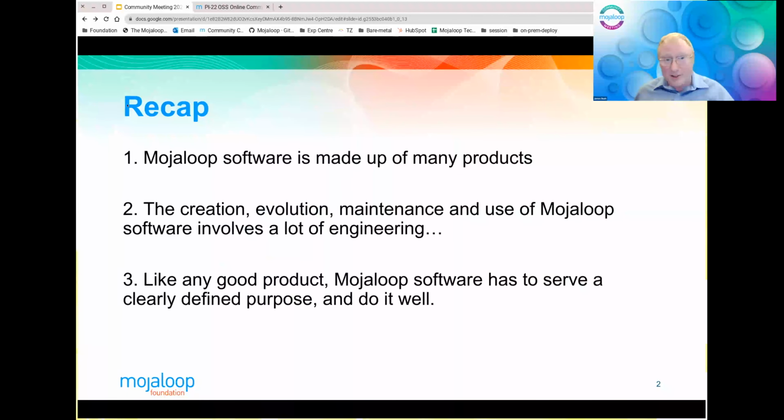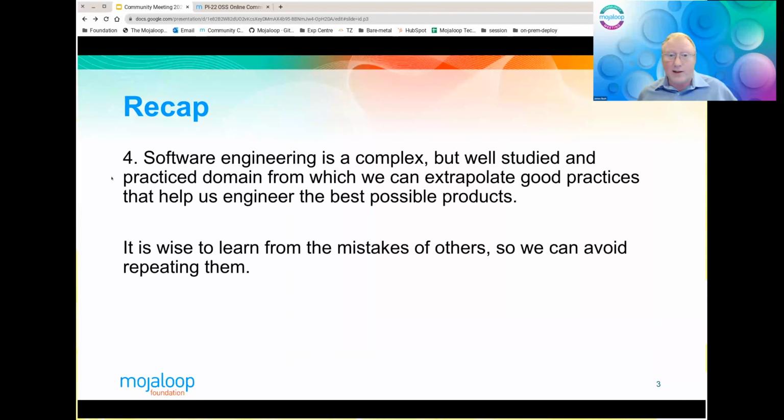Thank you. Just a quick recap on some of the basics. This shouldn't be a surprise to anybody. Moduloop software is made of many products. There are lots of different components that make up the Moduloop software. The creation, evolution, maintenance, and use of those involves a lot of engineering effort. But like any good product, Moduloop software has to serve a clearly defined purpose and do it well. Software engineering is a complex but well-studied and practiced domain from which we can extrapolate good practices that help us engineer the best possible products.